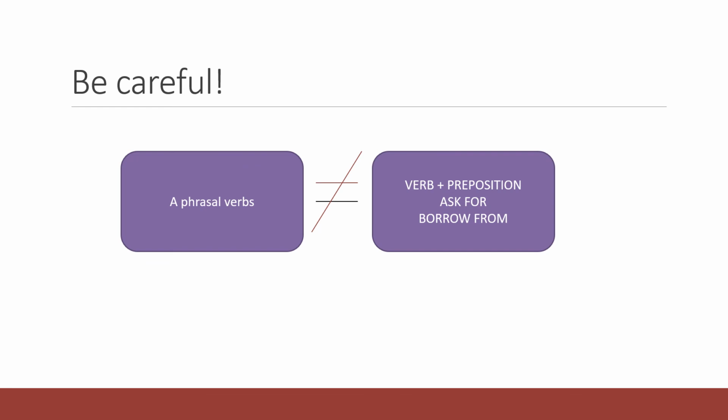Be careful. A phrasal verb is not the same as a verb plus preposition. Remember that a phrasal verb is a verb plus a particle, while a verb plus preposition is something totally different. When we have a verb plus preposition, we're talking about verbs that use specific prepositions to talk about an idea. For example, can you ask him for his phone number? Can I borrow some money from your mother?